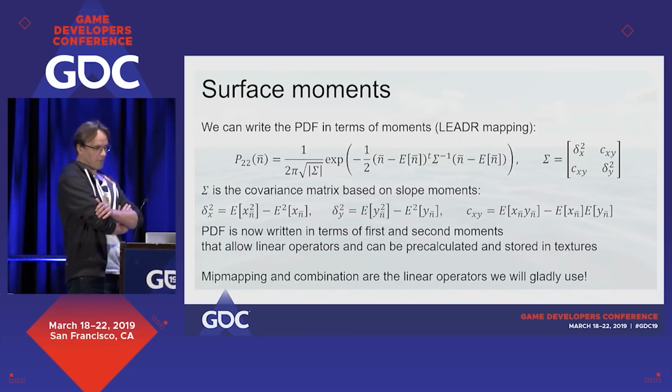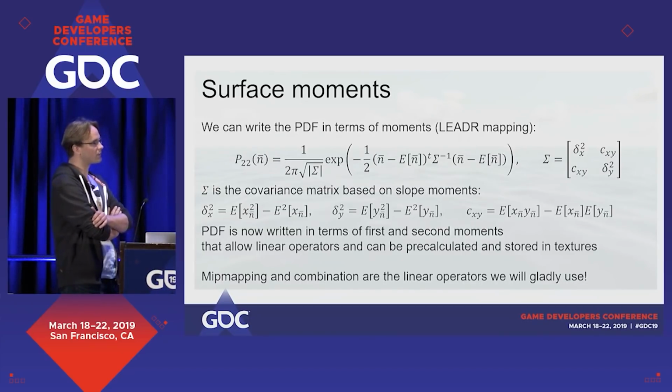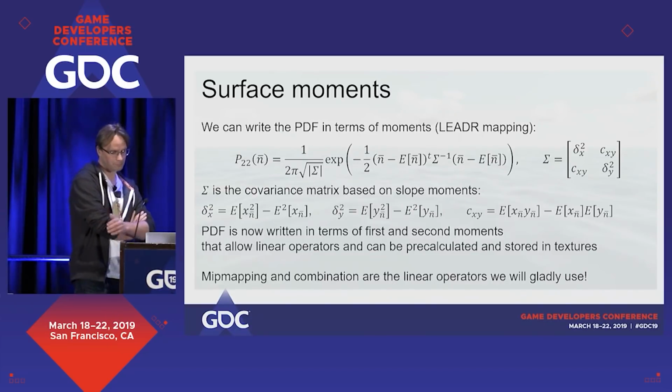So using the moments allows us to calculate those variances just from the moments. And the moments, the first and second order moments, can be stored in texture. And what is cool about those moments is that they do survive the linear operators. And those linear operators are MIP mapping and texture filtering. And that is something that we will gladly use, right?